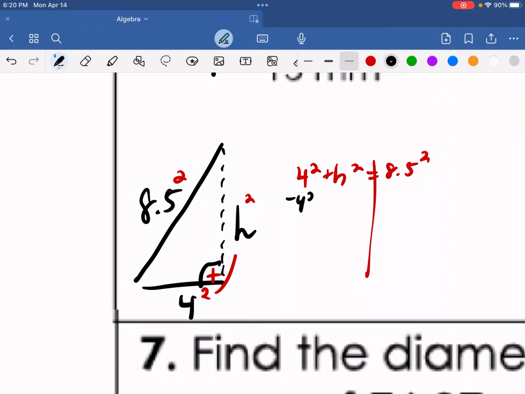Again, I am going to subtract 4 squared. I'm going to subtract 4 squared. I got to plug that into the calculator. 8.5 squared minus 4 squared. And that would be H squared equals 56.25, and then take the square root. And I get H equals 7.5. So if you take the square root right here, you get 7.5.